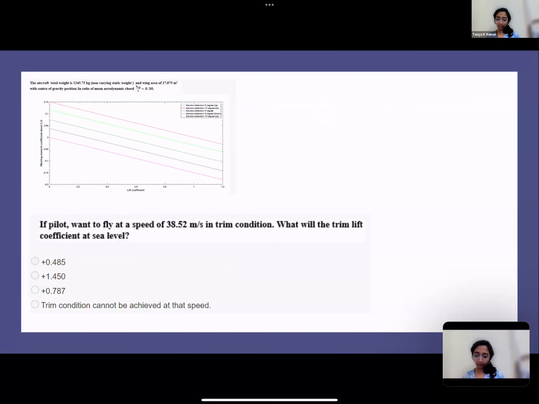Next question. If the pilot wants to fly at a speed of 38.52 meters per second in trim condition, what will the trim lift coefficient at sea level be? I'll give you a couple of minutes to think about this, and then we can try solving it together. Remember the keyword here, trim. They've asked you for CL trim, and it is a trim condition. So what is the value? Very straightforward question.